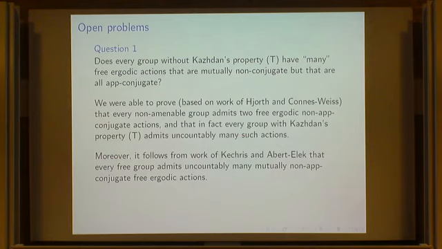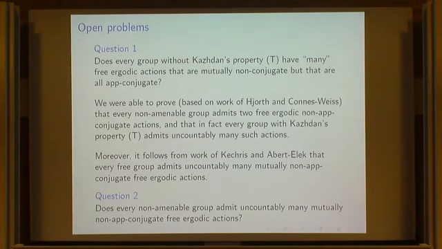Also, based on the work of Kekris and Albert Elek on this weaker notion of conjugacy that I didn't really talk about, it's known that every free group admits uncountably many mutually non-approximately conjugate free ergodic actions. So the second open question is: does every non-amenable group admit uncountably many mutually non-approximately conjugate free ergodic actions? These are probably both difficult to answer.